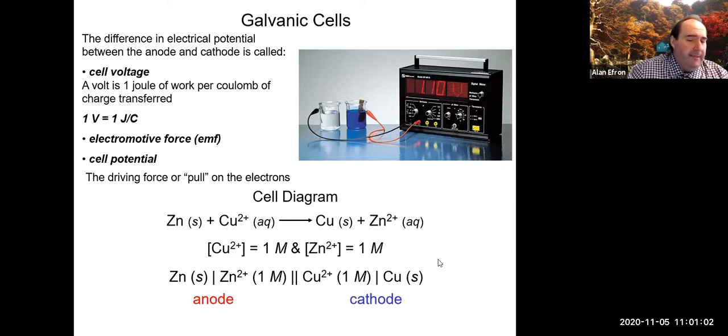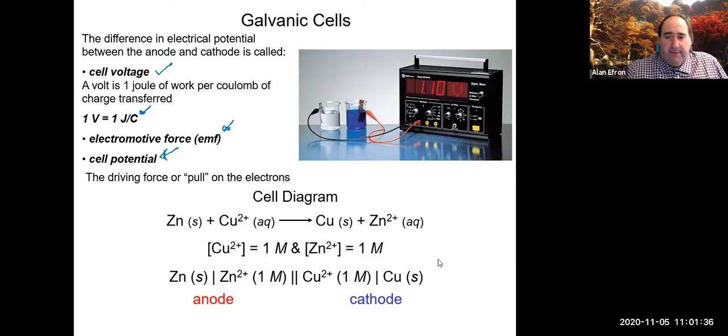So we sometimes talk about this potential difference as being the cell voltage. The cell voltage is basically 1 volt is a joule of work per coulomb of charge. So a volt is equal to a joule over a coulomb. That's a unit of electrical charge. Sometimes they'll talk about that as the EMF of the cell, the electromotive force, or they'll just talk about it in terms of the cell potential, which is basically the force or the pull of those electrons from the anode side to our cathode side.